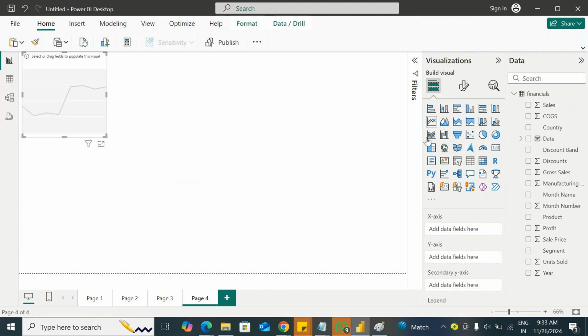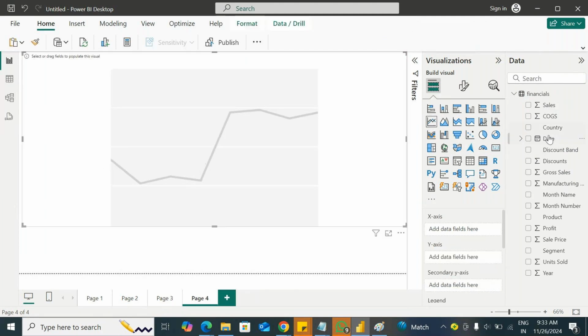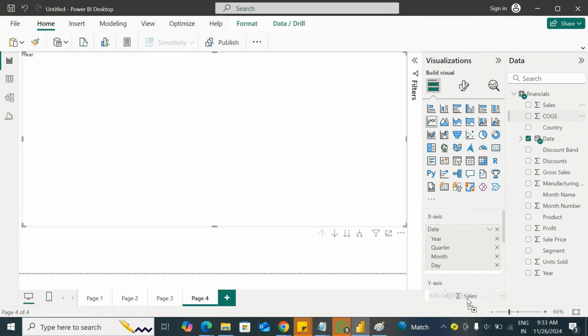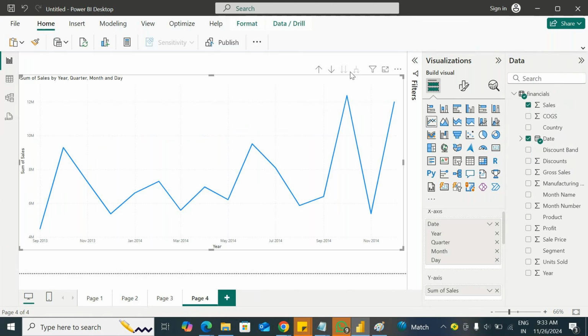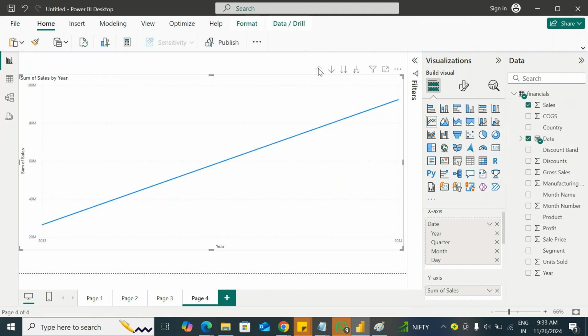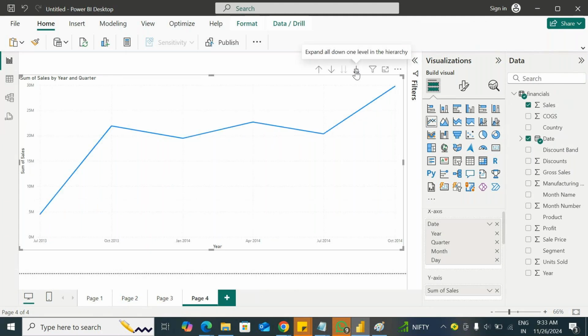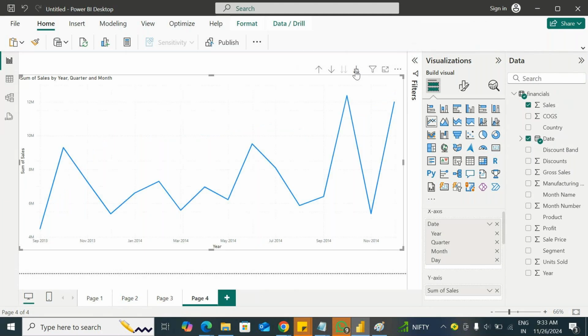So whenever you have a date or a year or a month, and you want to compare based on the dates, in this scenario, currently we are at year, we are at a quarter, and we are at a month, and we are at a date. So this is the data.